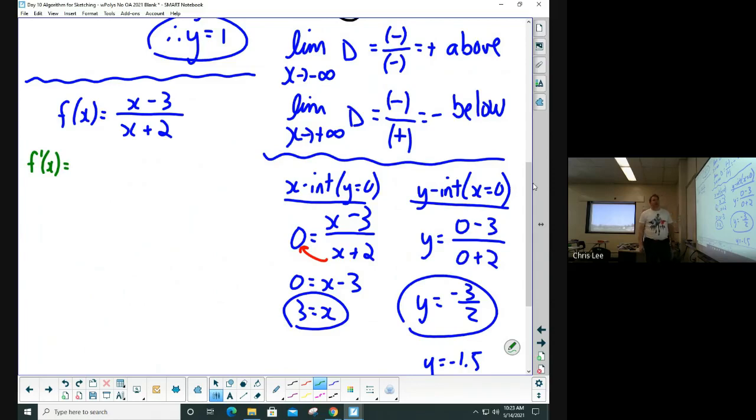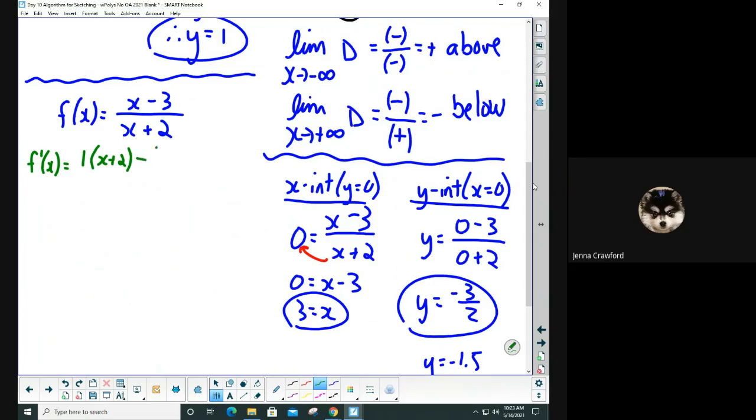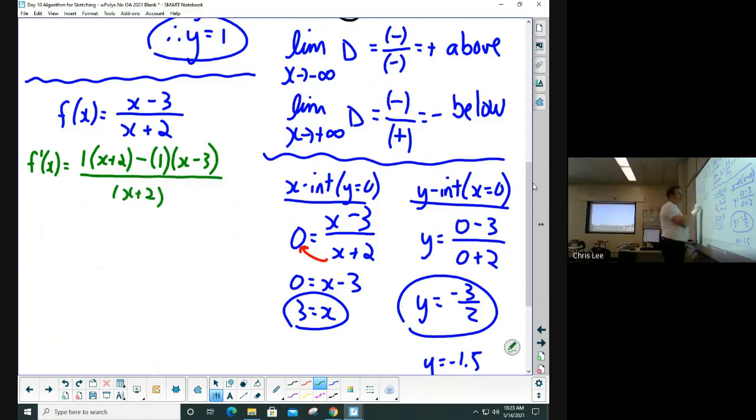So derivative of the top times the bottom minus the derivative of the bottom times the top. Let's see if we can get someone who's interested in doing the derivative with me. Anyone? Awesome, Jenna. Derivative of the top, 1, times x plus 2, minus 1 times x minus 3, over x plus 2 squared. Perfect. Thank you, Jenna.